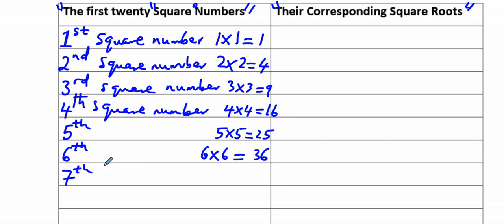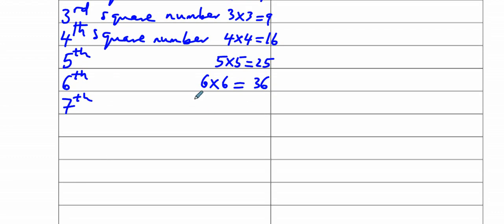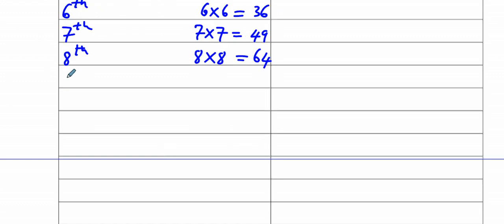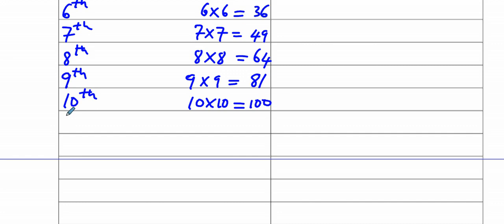Same continues with the seventh square number. I do 7 times 7, that gives you 49. The eighth square number will be 8 times 8, and that is 64. So 64 is the 8th square number. I go for the ninth square number, let me work that out, 9 times 9. So I'm getting 81 is the ninth square number. The 10th square number will be 10 times 10 equal to 100.